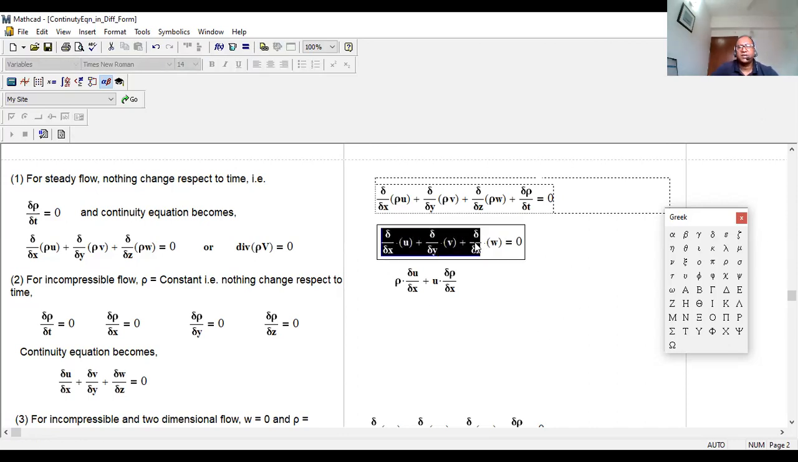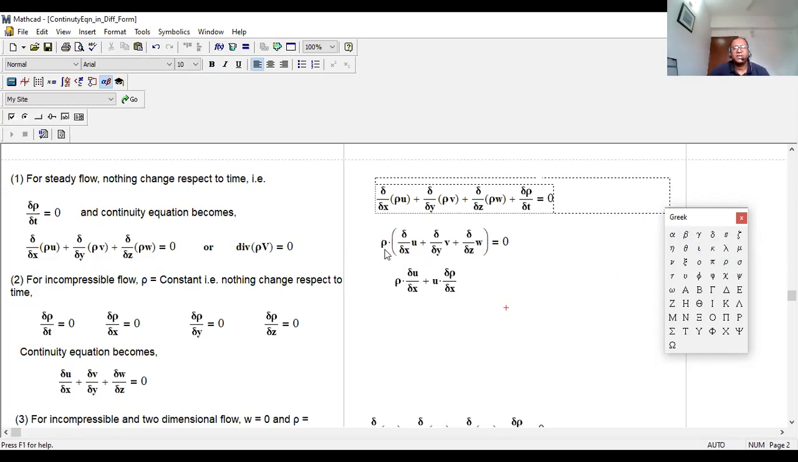Now I missed the rho, right? So this rho will be this one. Now, if you want, you can take out this bracket with the velocity component. So ultimately, what will happen? This term, rho, cannot be zero, so this term is equal to zero. That's what I write down. The continuity equation becomes this one.